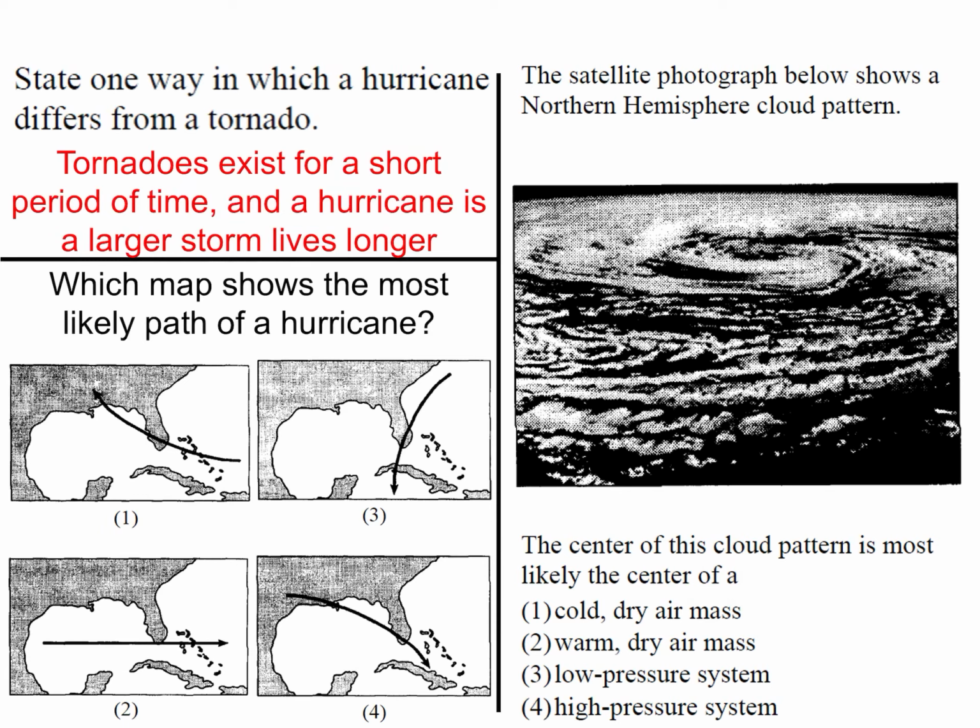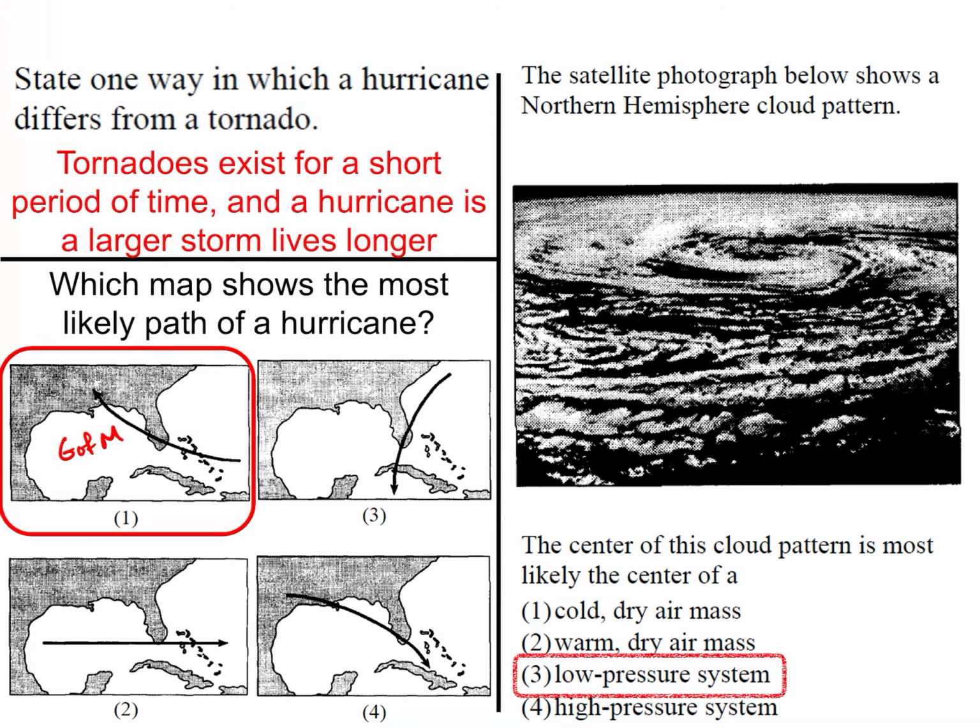The path of a hurricane, remember, they're going to follow that warm water, which is in the Gulf of Mexico, and they're coming from the Caribbean. So you got choice one, right? Here's the Gulf of Mexico. And then over here, the center of this cloud pattern is most likely the center of, all right, all of these are storms, so we know that they are low pressure.